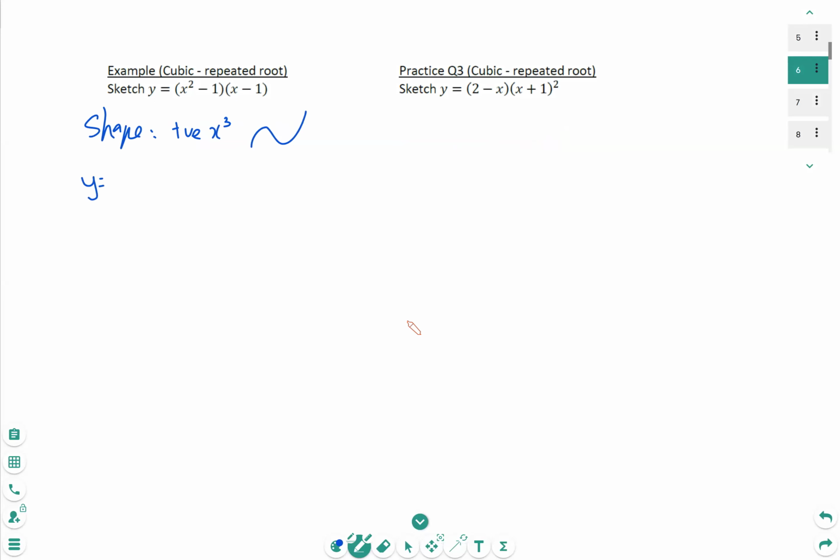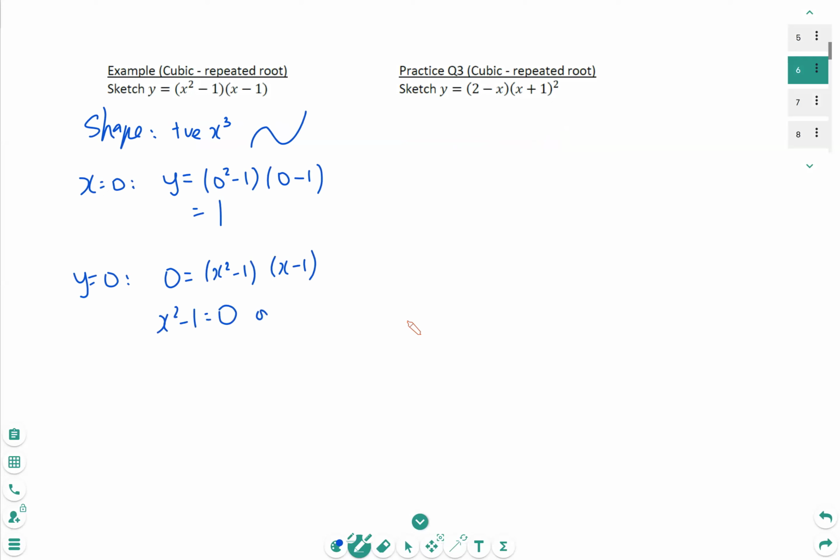Next, when y equals 0, no, you can make x equals 0 first, doesn't really matter. When x equals 0, then y equals 0 squared minus 1 times 0 minus 1. Essentially, that's 1. When y equals 0, then 0 equals x squared minus 1 times x minus 1. 2 brackets multiply to give you 0, so each bracket equals 0. On the left-hand side, we have to solve it. x squared equals 1. When you square root it, you have plus and minus 1. This one is just x equals 1. So overall, x equals minus 1 or 1.